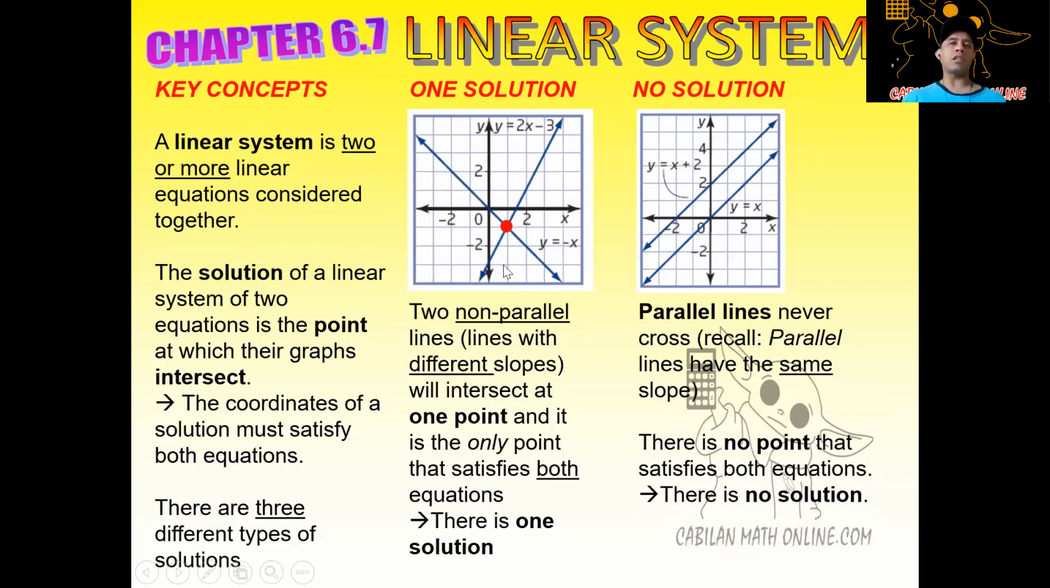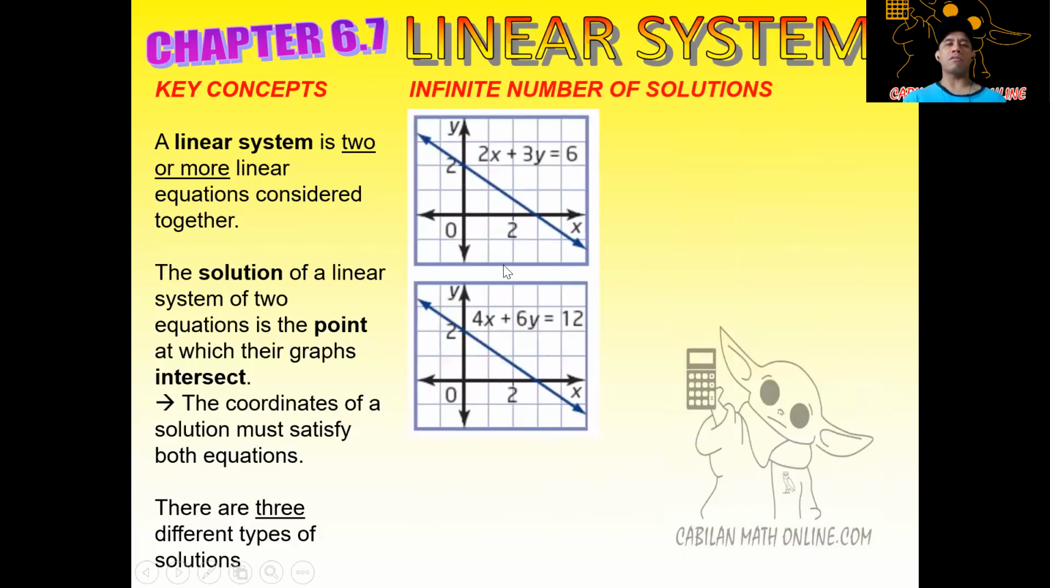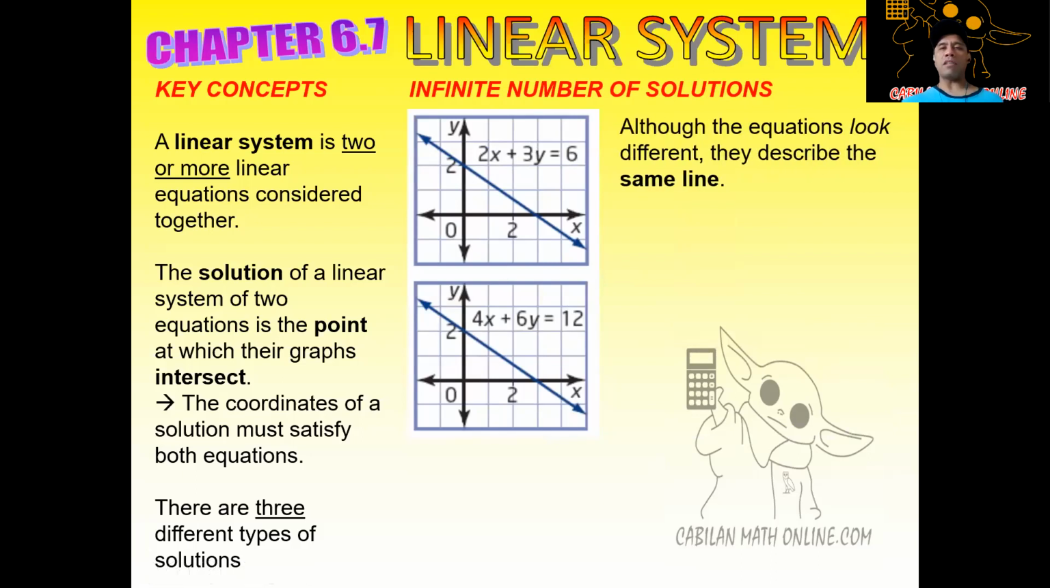The third and new type of solution is what's called an infinite number of solutions. If you take a look at these two graphs, notice we have the exact same line for both graphs. The only difference is the equation. So the question is, how do we know if a line has an infinite number of solutions? If you take a look at the top equation and the bottom equation, notice that the bottom equation is the result of multiplying each of the terms by 2, or doubling the top equation. So as long as you take a look at two equations and notice the equations are multiples of each other, you're going to see that that's an example of an infinite number of solutions.